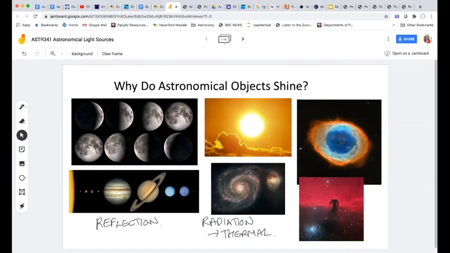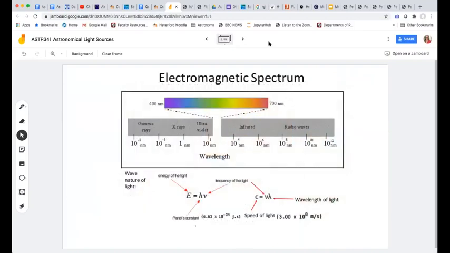How about my final column? Why do these things shine? These are emission lines. So there's some source of energy that's heating up a low density gas and creating emission lines, causing the atoms to create emission lines. I thought we'd go through each of the physical mechanisms just very briefly. Also, a quick reminder of the electromagnetic spectrum.